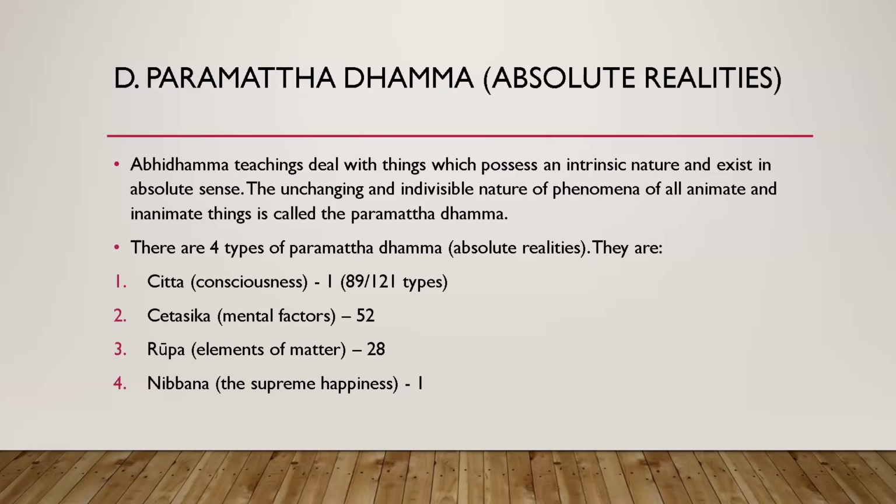The fourth topic is Paramattha Dhamma, absolute realities. Abhidhamma teachings deal with things which possess an intrinsic nature and exist in an absolute sense. The unchanging and indivisible nature of phenomena, of all animate and all inanimate things, is called the Paramattha Dhamma. There are four types of Paramattha Dhamma, which are Citta, Cetasika, Rupa, and Nibbana.